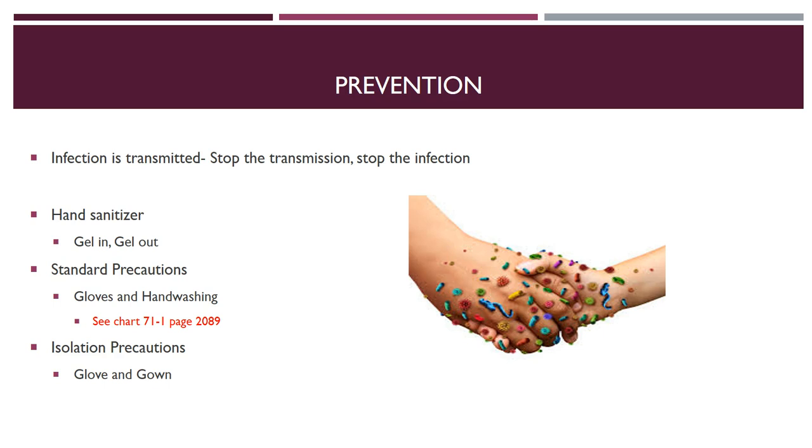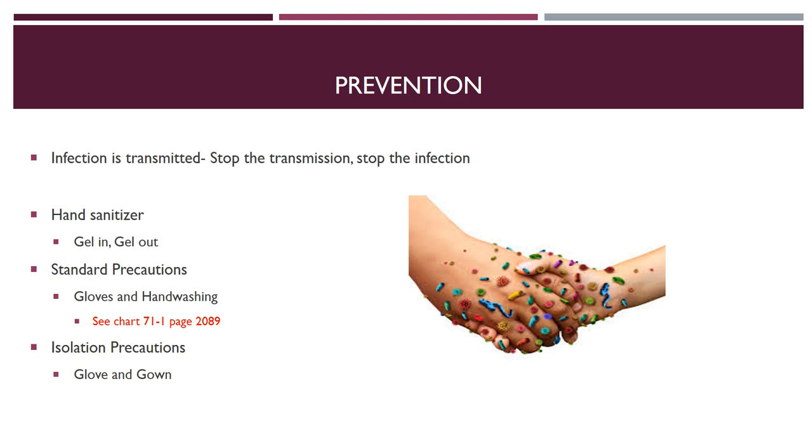You being a nurse, you have 4 or 5 patients. You walk into a patient's room that has something transmittable, it ends up on your hands, and you go to the other 4 rooms. Next thing you know, you're giving infection to people who are immune compromised, and you're spreading it around. There's also something called isolation precautions.